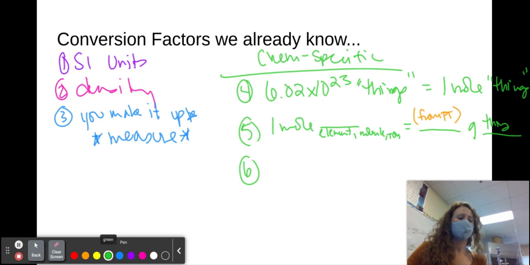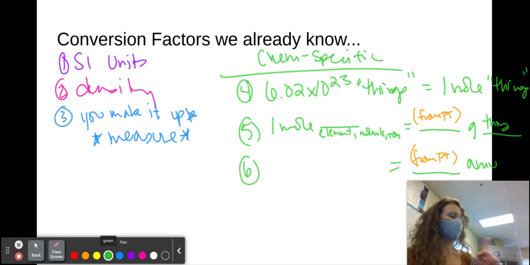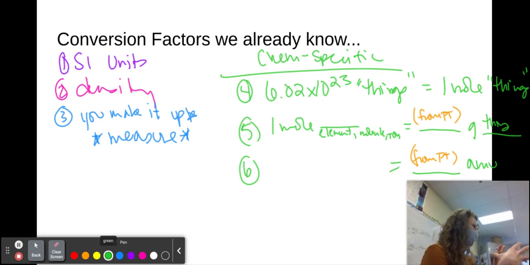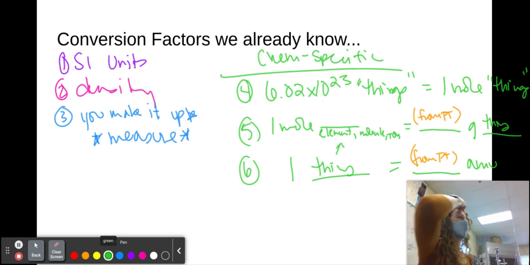Okay, now Emma brought up an interesting point. If you use that same mass from the periodic table, but you're using it in AMU, you don't have one group of atoms. What do you have? One atom. Yeah. One thing. So again, thing can be element, molecules, ions.